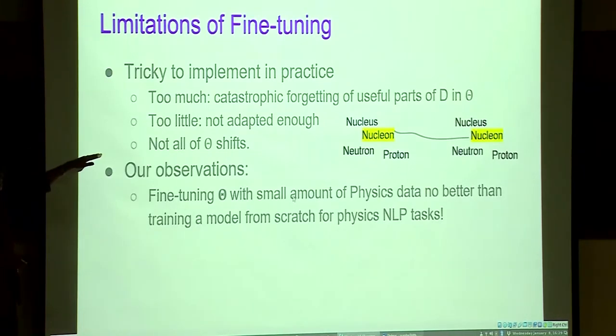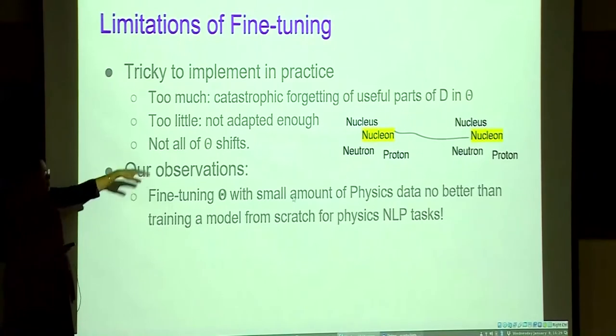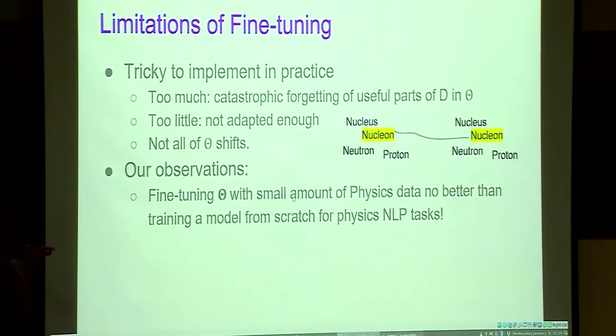If you run too many iterations, then you will forget the learnings from the global model, and if you do too few iterations, then you would not adapt enough. So there are, for example, terms like nucleon, which have the same sense in both the global corpus and in the domain-specific corpus. So if you are aggressive in training on the domain-specific data, you would forget perhaps even this sense if in the limited labeled data, there are not enough documents which contain the term nucleon.